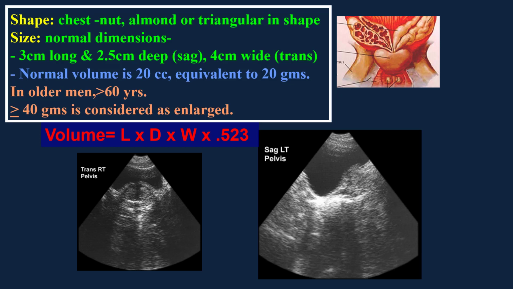Normal size dimension is 3 cm long, 2.5 cm deep and 4 cm wide. Normal volume is 20 cc, equivalent to 20 grams. In older men, more than 60 years, above 40 grams is considered an enlarged prostate.